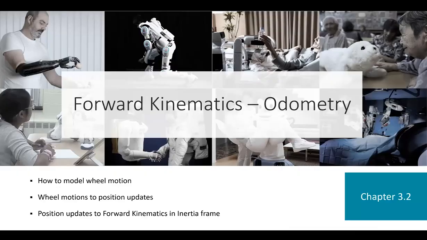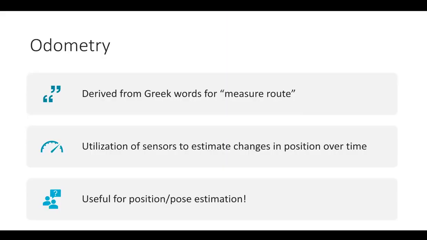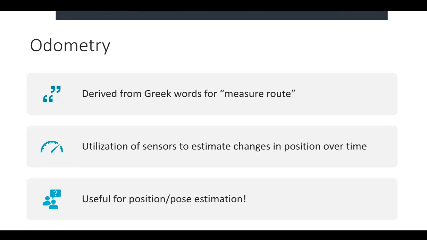And that is odometry. So in order to figure out the odometry for our vehicle, we need to be able to model the wheel motion, and we have to turn those wheel motion updates into position updates. Those position updates are found for us through essentially forward kinematics. Odometry is derived from the Greek for measure route. What we're going to do is use our sensors to figure out our changes in position over time. This is useful for pose estimation, which is really the problem that we're trying to solve by going through this odometry process.